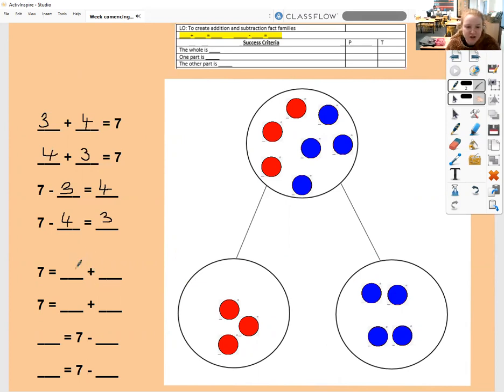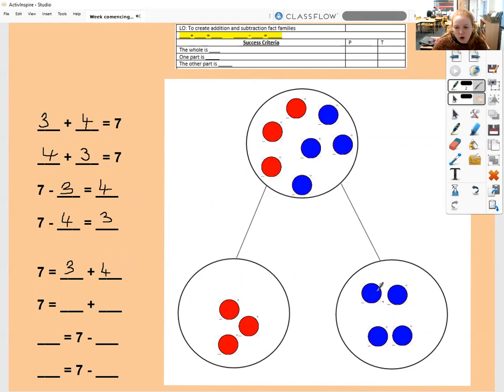So we've got another addition number sentence. So our addition number sentence is 7 equals something plus something. Well, I know 7 is our whole. It's going to be our first part, which is 3, this part here, plus our other part, which is 4. And the fact family of that number sentence is going to be 7 equals, we've just done 3 plus 4.